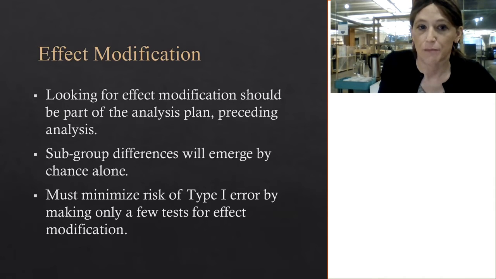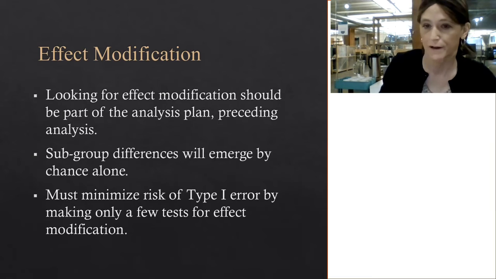Looking for effect modification should be part of the analysis plan, however, preceding actual analysis. It would be really easy to make all kinds of different subgroup comparisons, whether it's by age or by sex or by race, ethnicity. So these should be spelled out in advance before we just start looking for differences among subgroups. Subgroup differences will emerge by chance alone. And don't forget, when we set our p-value of 0.05, usually that's based on making one comparison, one statistical test. So if we start making all kinds of other subgroup comparisons, not just on the entire sample, then we might get ourselves in a little bit of trouble as far as type 1 error. So we can minimize type 1 error by making as few tests for effect modification as we can, but if we go into a study thinking there may be effect modification, it's reasonable to look for it.